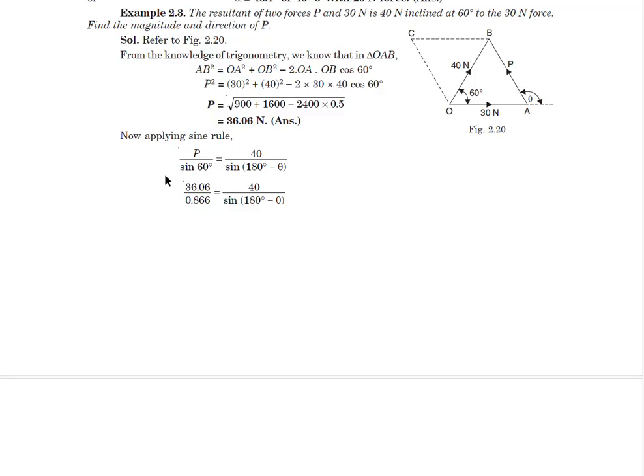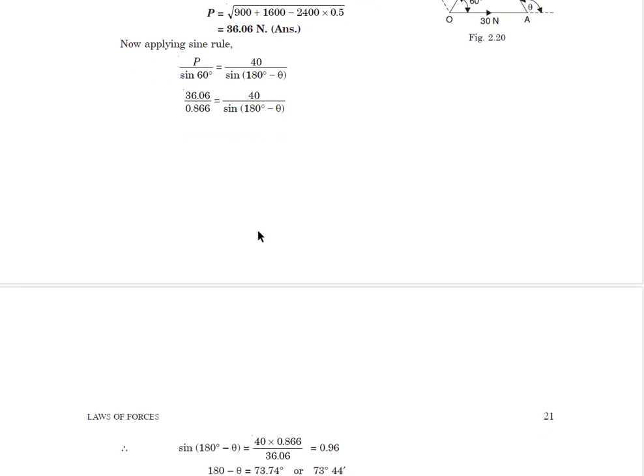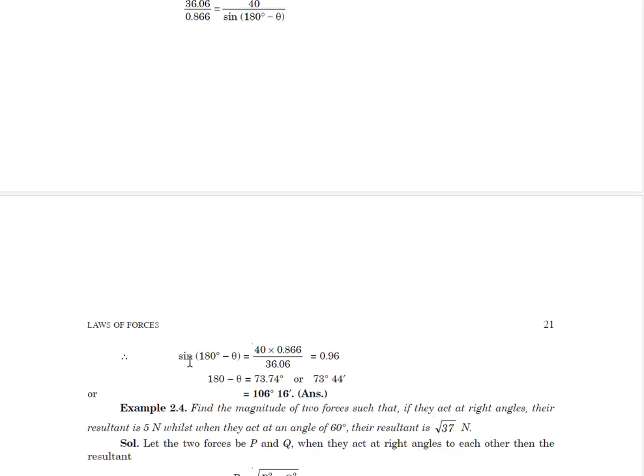Now applying the sine rule, that means this side, which is P divided by the sine of this angle 60, is equal to 40 divided by this angle, which is unknown because we don't know the angle right now. We found the magnitude but not the angle. So this is 40 divided by sine of 180 minus theta. In this way you can find out the angle theta, which is coming out to be 106 degree.